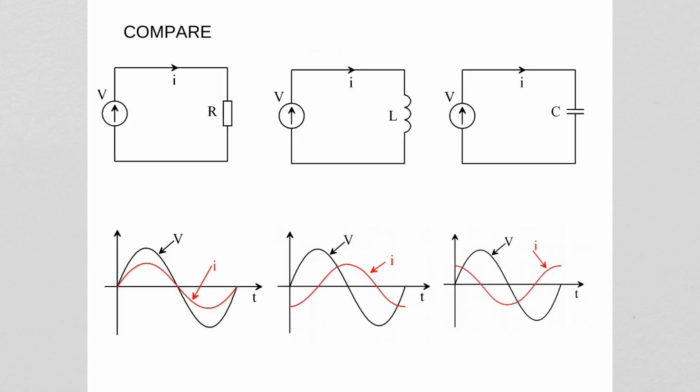Putting them all together, comparatively, you will expect visually on the oscilloscope V and I like this for a resistive load, like this for an inductive load, and this for a capacitive load.